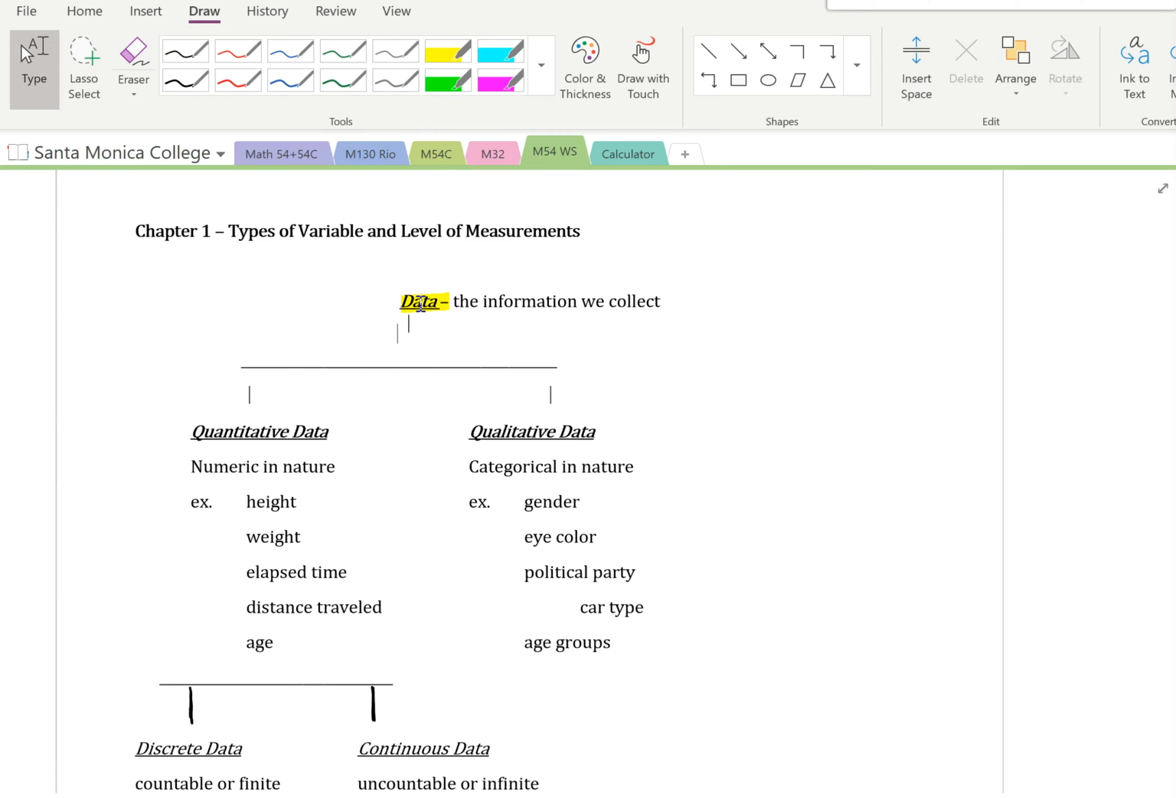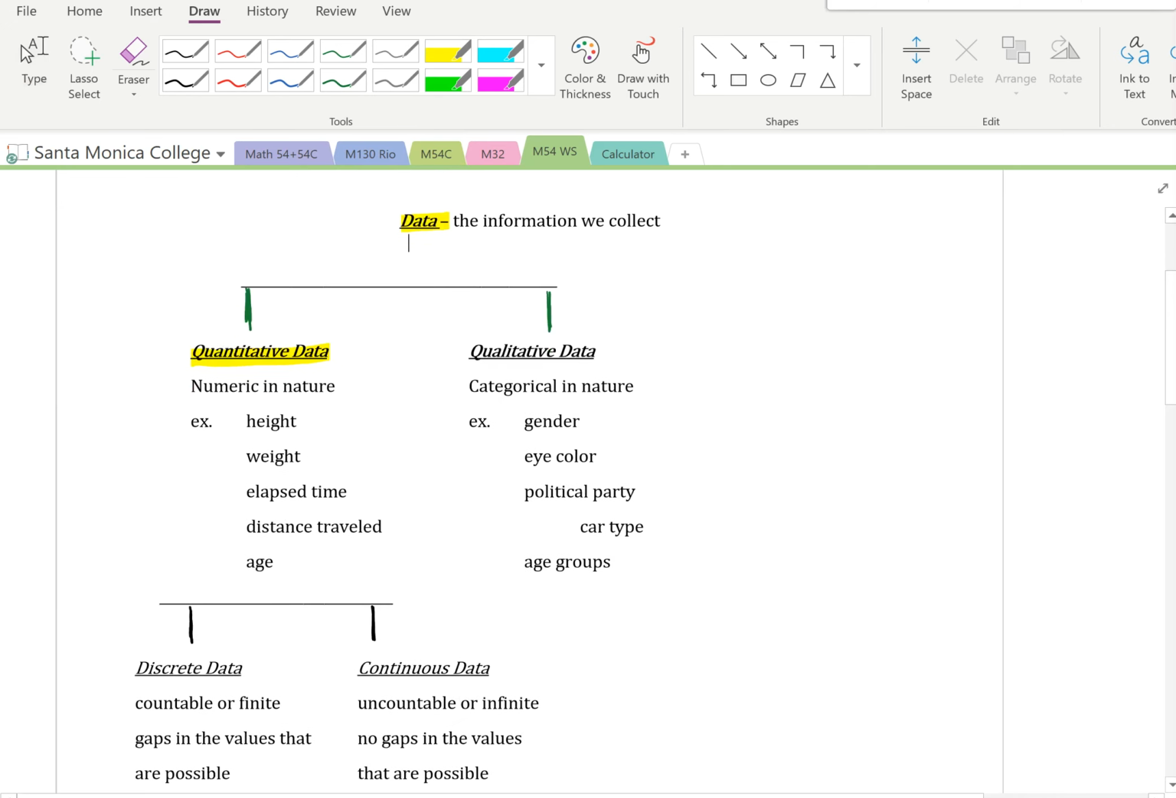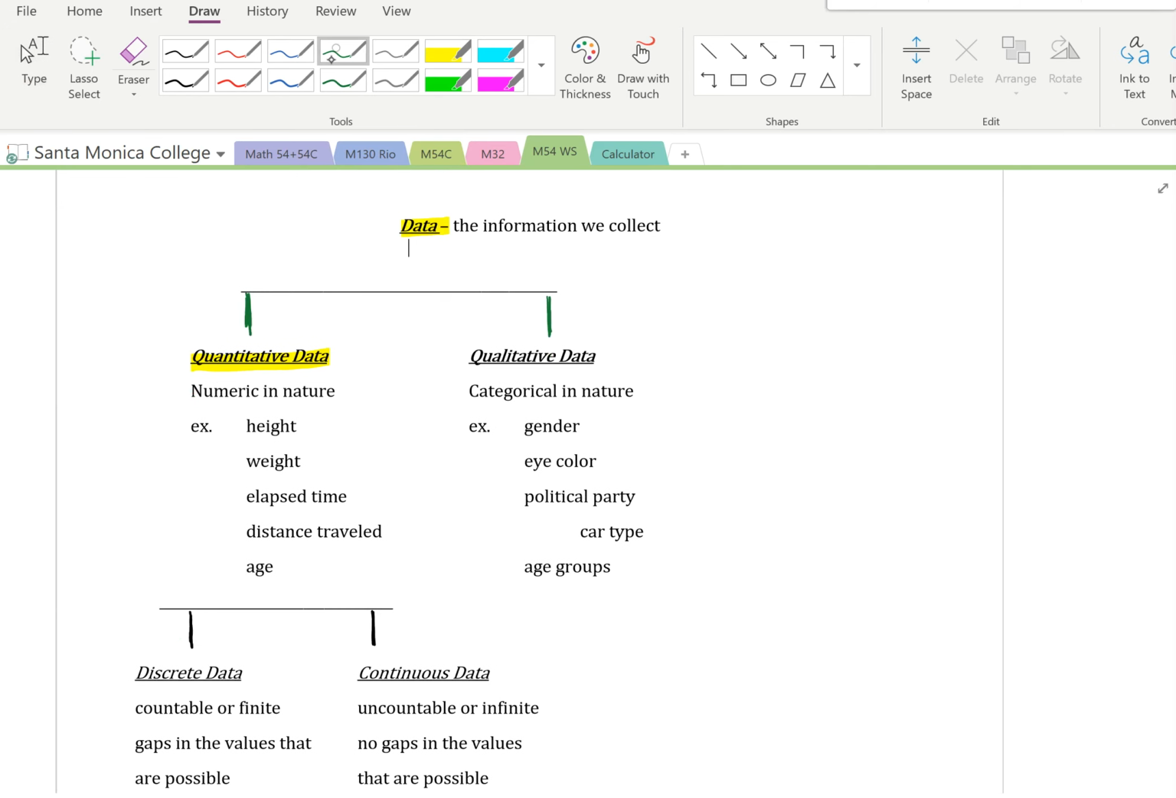So for data, there are two types: one is qualitative, one is quantitative. So quantitative on this side. So it's two different categories. Now quantitative data is numeric in nature. For example, height, weight, elapsed time, distance traveled, age. And quantitative data can also be split into two separate groups.